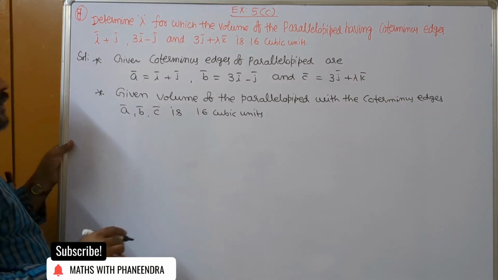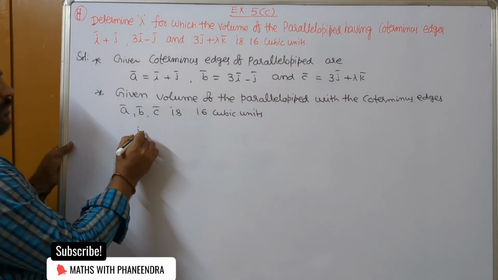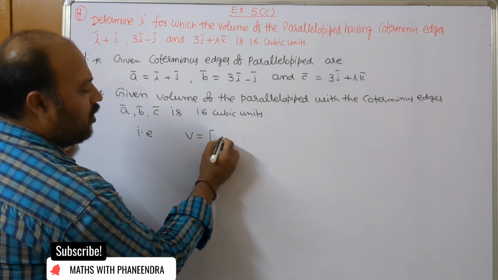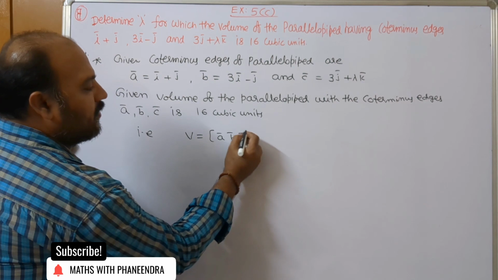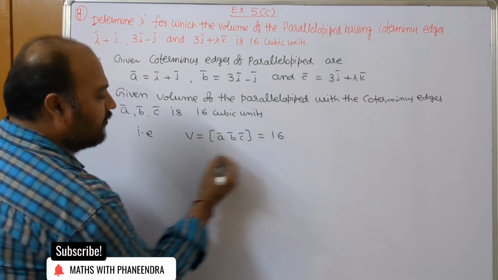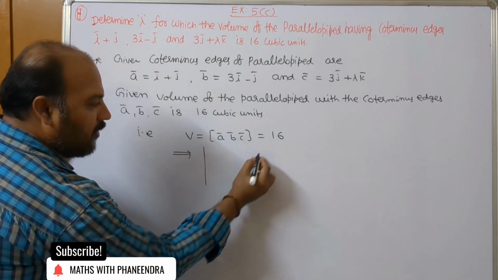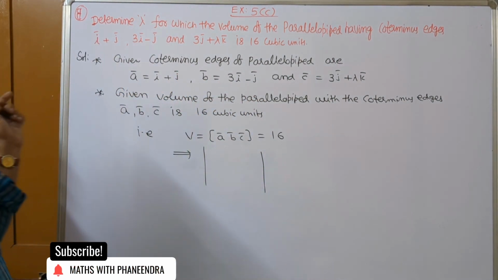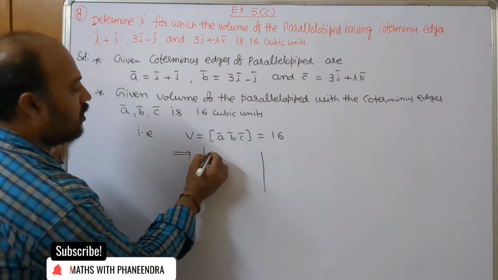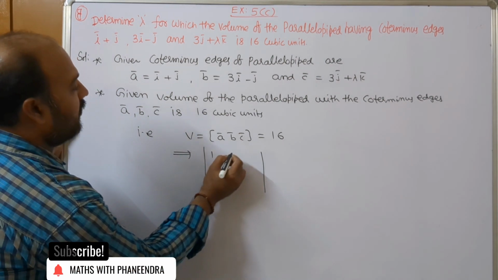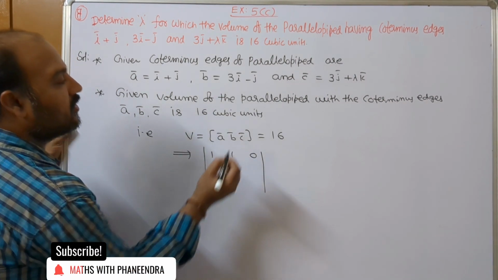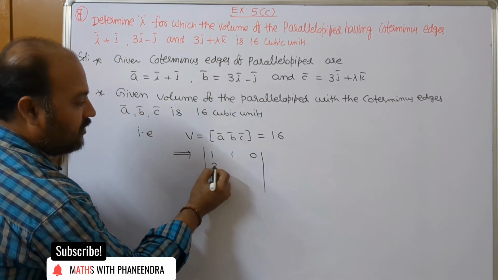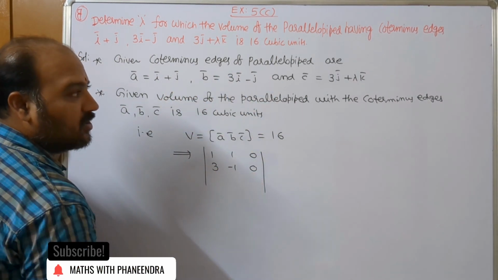This is the way you can write it, dear students. That is, volume V equal to box of A bar, B bar, C bar is equal to 16. That implies box of A bar, B bar, C bar. A bar indicates I bar plus J bar, so K bar is not there. So I bar coefficient 1, J bar coefficient 1, and K bar coefficient is not there. Next B bar coefficient, 3, minus 1, K bar is not there, 0.